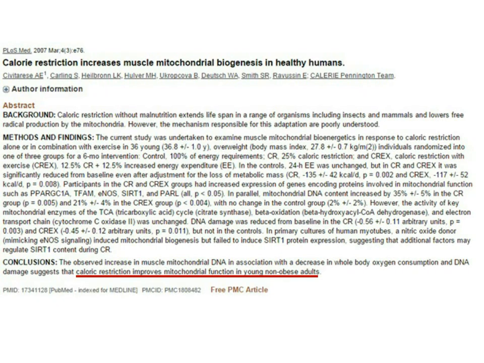This next slide shows the actual abstract where it was discussed that calorie restriction will increase muscle mitochondrial biogenesis in healthy humans. And as you can see from this very last slide, the very last sentence here, under the conclusion, the authors state, caloric restriction improves mitochondrial function in young, non-obese adults. So again, this intermittent fasting is so incredibly helpful for preserving and helping the mitochondria.